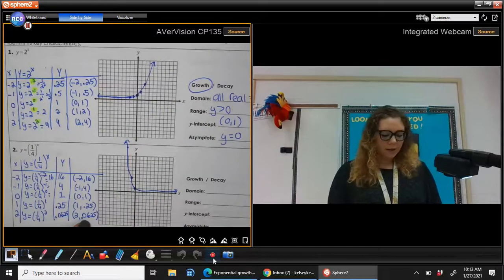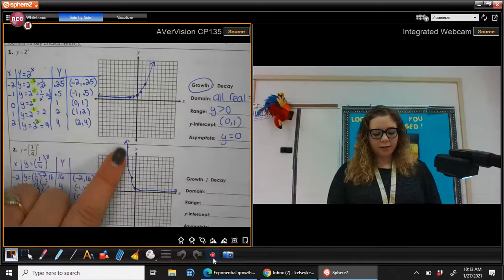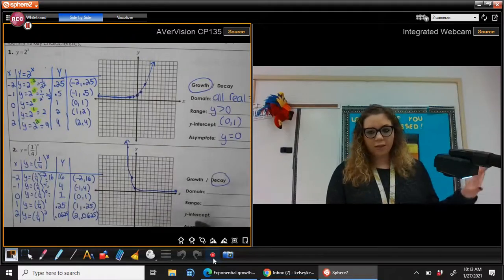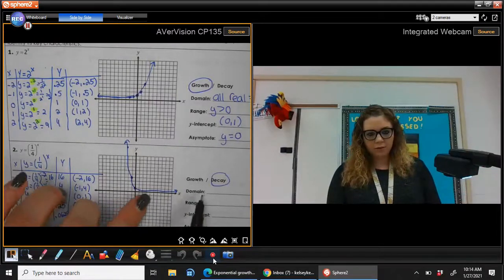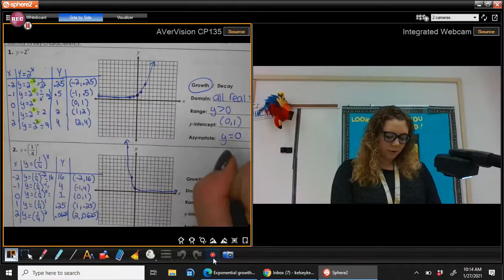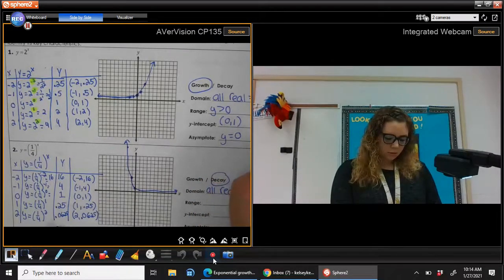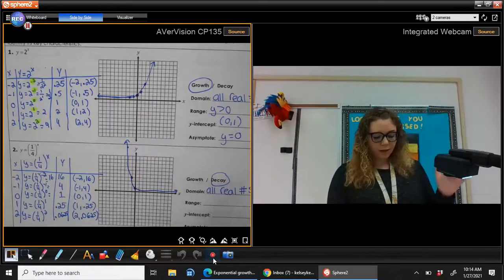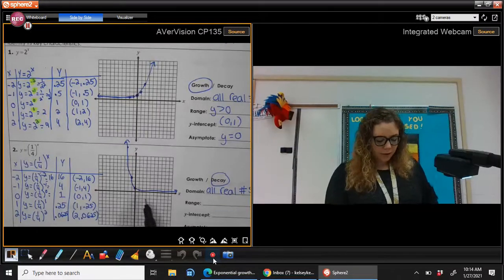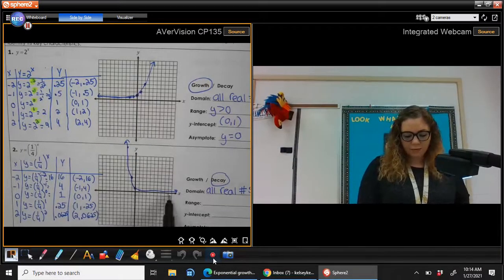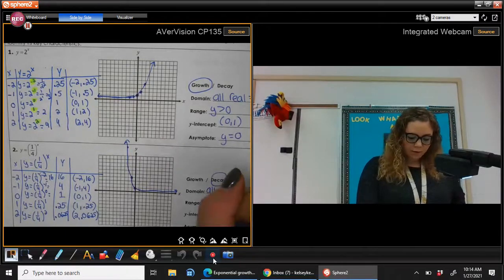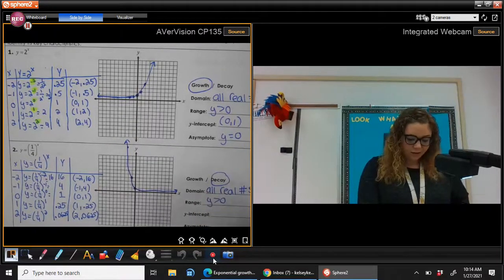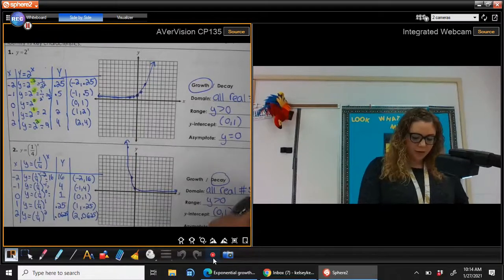Okay, so this time, if I start from the left of my graph and trace down, I am decreasing, so this is going to be a decay. My domain, how far left does it go, how far right, it's continuing going forever and ever. So it's all real numbers. Okay. My range, okay, how far up does it go? It keeps going up, but how far down does it go? If you look, the asymptote is right when you get to 0. So my range is never going to hit 0, so y has to be greater than 0. My y-intercept is 0, 1, and my asymptote is y equals 0.